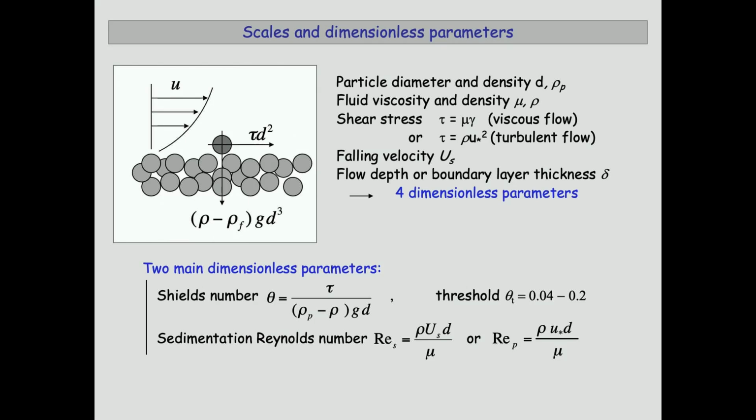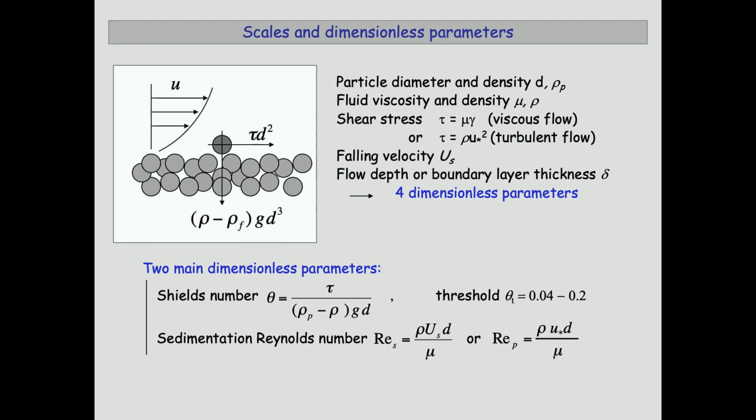This problem is controlled by many parameters. In particular, the particle diameter and density, the fluid (water or some other fluid) viscosity and density, the shear stress imposed by the fluid flow on the bed, gravity, which is embedded in the falling velocity, Us, and then the flow depth or the boundary layer thickness, delta.